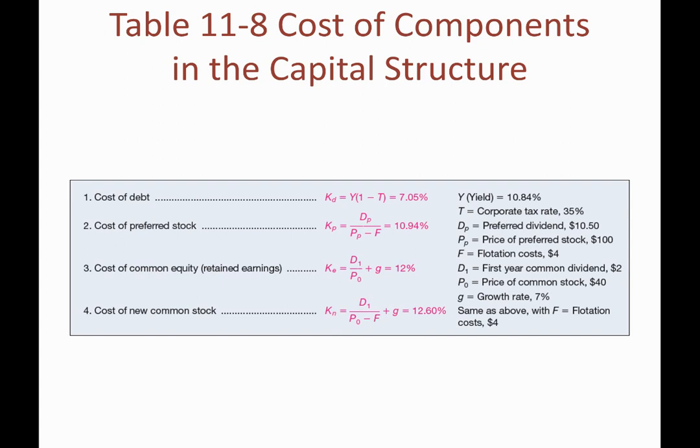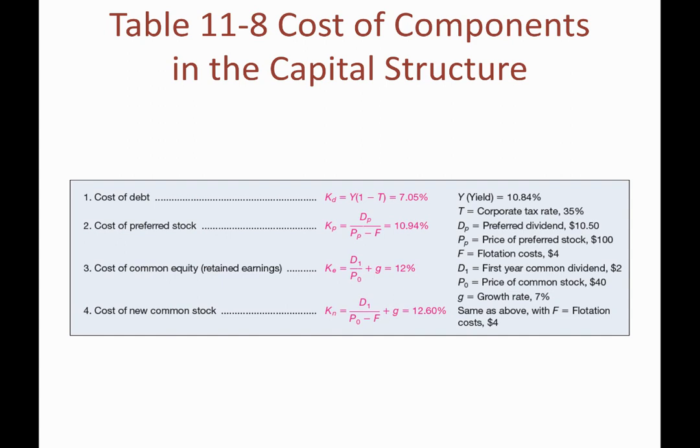So in summary, the key point is for us to determine the cost of debt, which is the after-tax cost of debt. We need to know how to determine the cost of preferred stock, the cost of common equity, and of course the cost of new common stock. And we're going to look at examples in our next video on how we determine the cost of capital for each element, and then at the end, of course, how we determine the weighted average cost of capital.